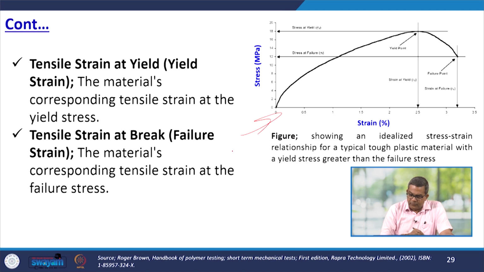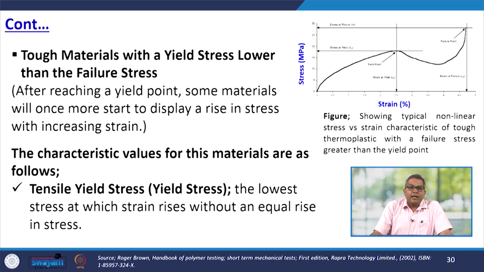This particular graph again shows the typical plastic material with yield stress greater than the failure stress. Another type is the tough material with the yield stress lower than the failure stress. So, after reaching a yield point, some materials once more start to display a rise in the stress with increasing strain.